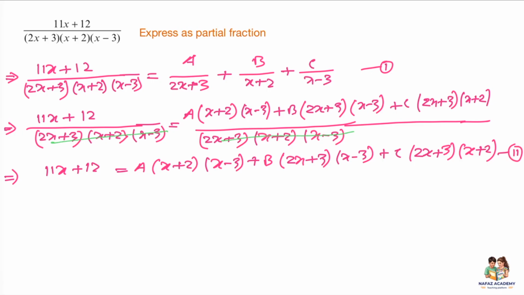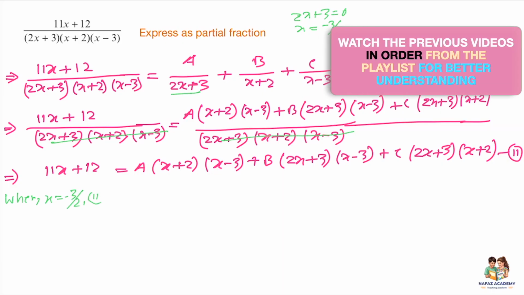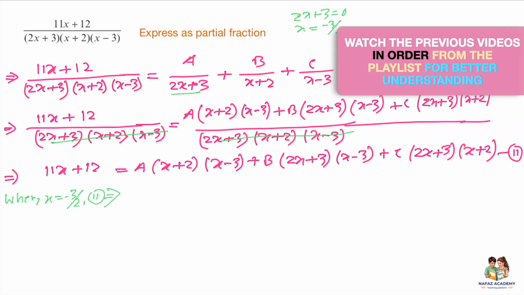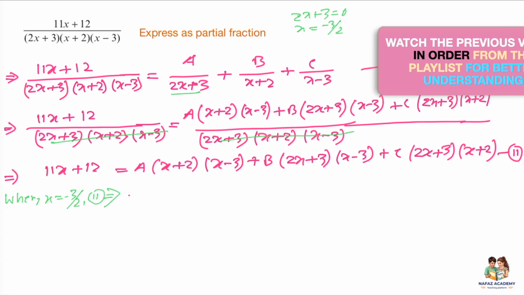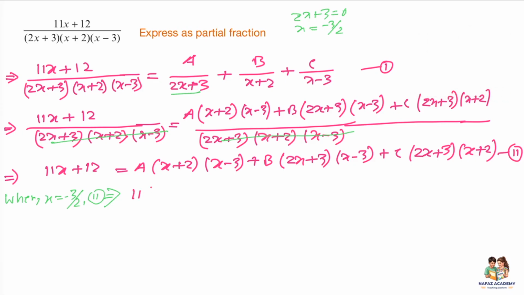Now we have to substitute the values in the equation. At first, for the A part, 2x plus 3 equals 0, x equals what? Minus 3 over 2. So put the value x equals minus 3 over 2 in equation 2. So substituting the value on the left side: 11 times minus 3 over 2 plus 12.